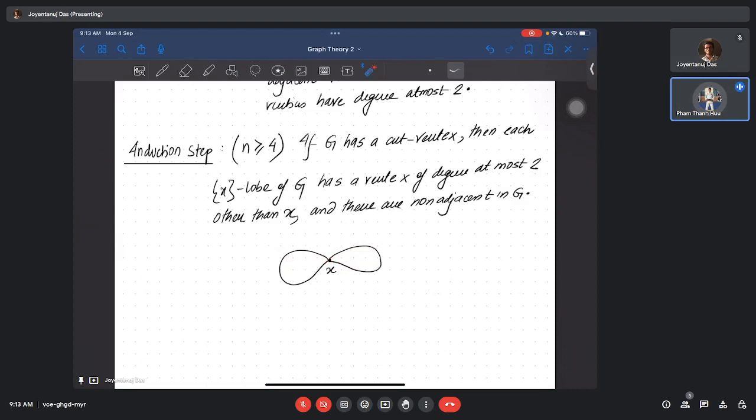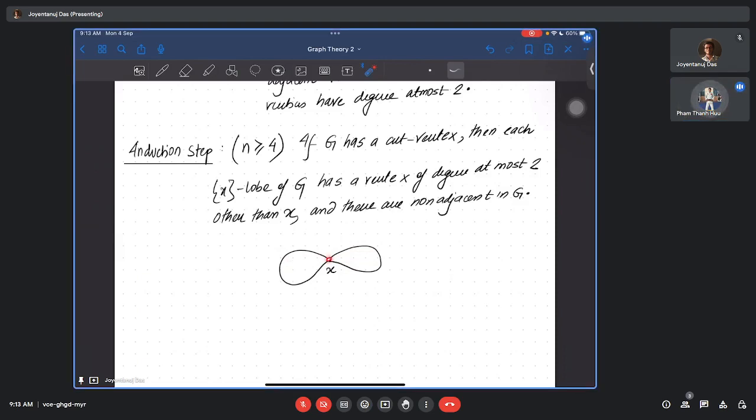So S is degree 2, right? No, x can be anything. We don't know about x.